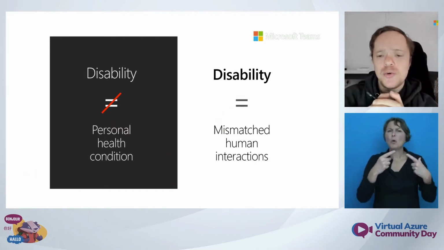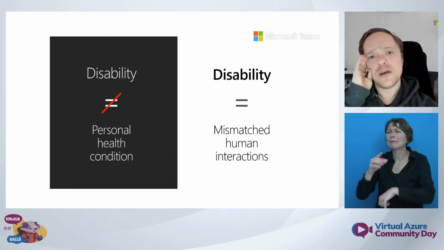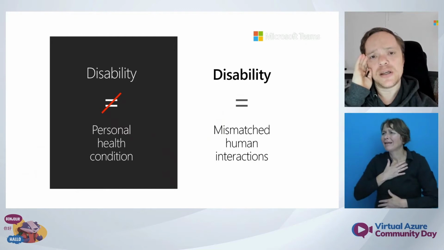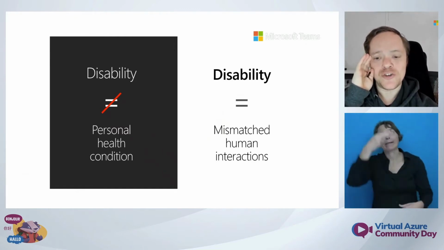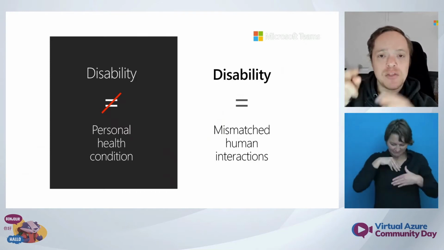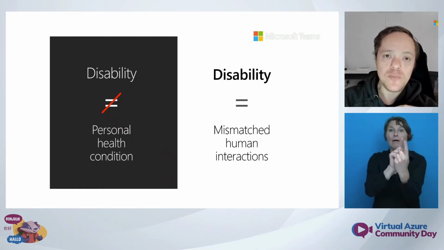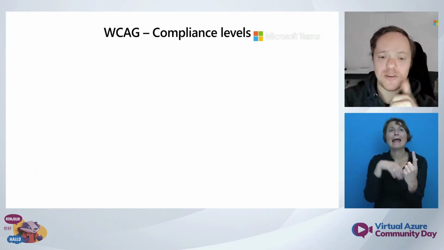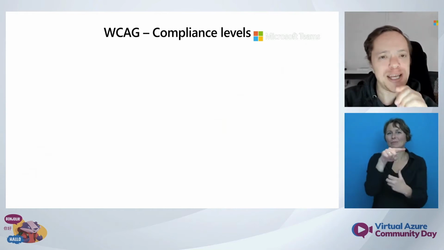Because disability is not a personal health condition. You don't go to a doctor and say, hey, I'm not feeling too well, and the doctor goes, I think you have the disability. No, the only time that you feel disabled is when you have a mismatch human interaction that the bolt-on was created after the fact. So now that we've got the definition of accessibility and now that we've got what it is not, we can also look at what it is.